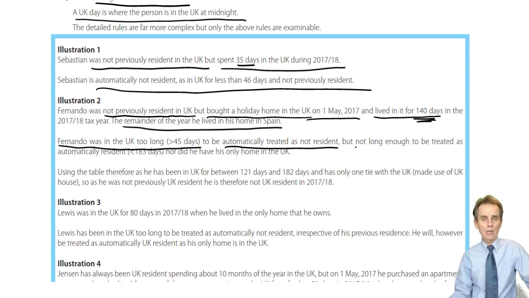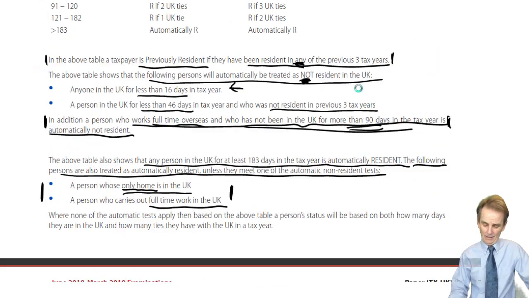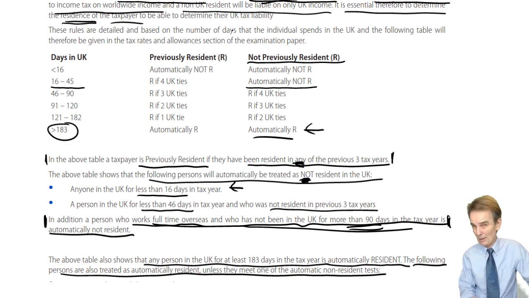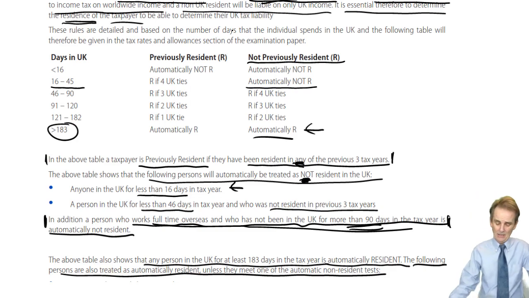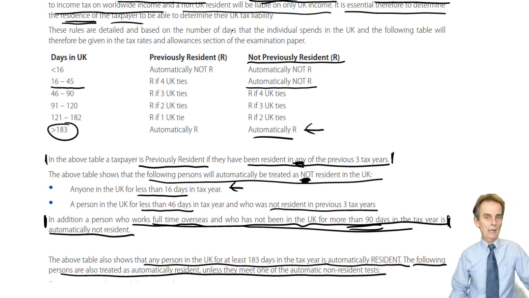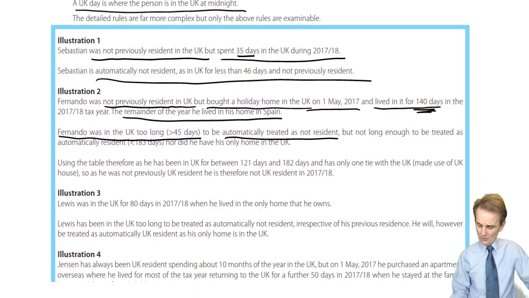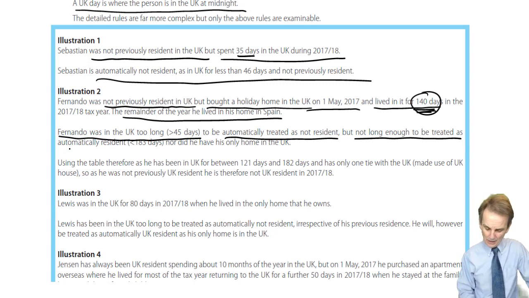So now we look to see, was he automatically UK resident? Well, if we look at the criteria for automatic UK residence, for someone not previously resident, well that is applicable to both columns there, is if you're in the UK for 183 days or more. Well, he wasn't. Young Fernando was only here for 140 days. So, not long enough to be treated as automatically resident.